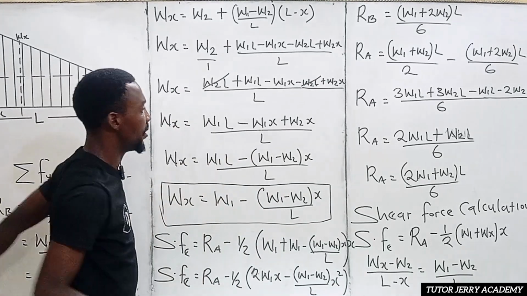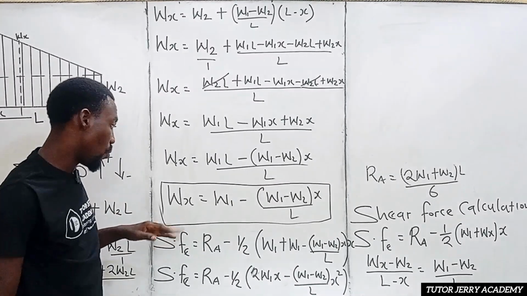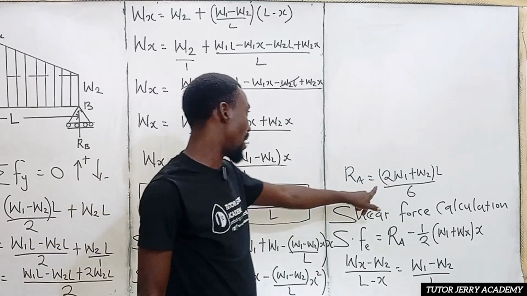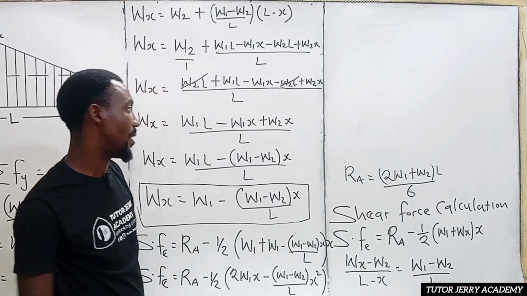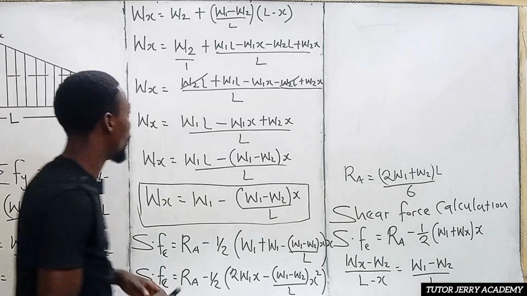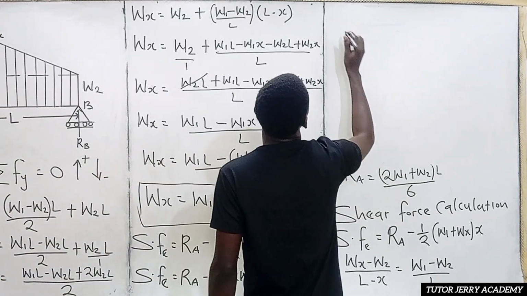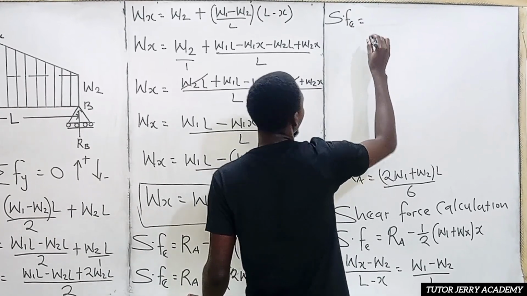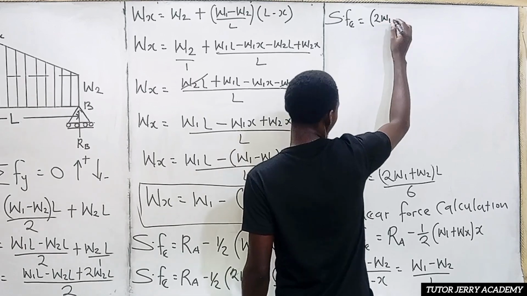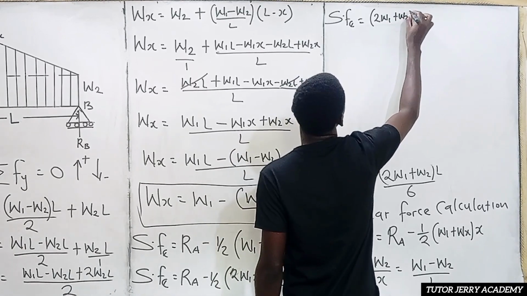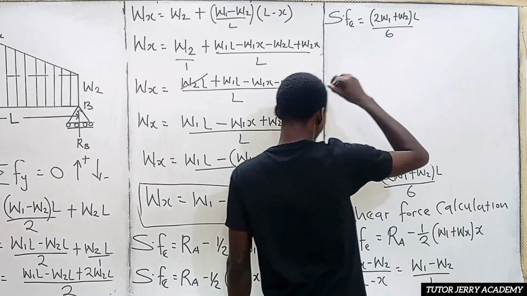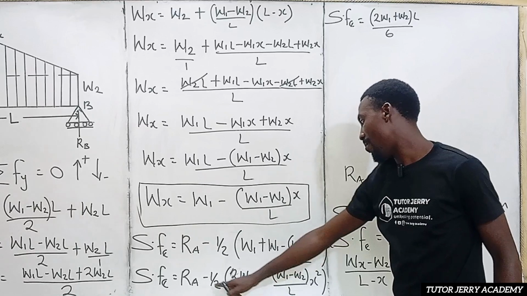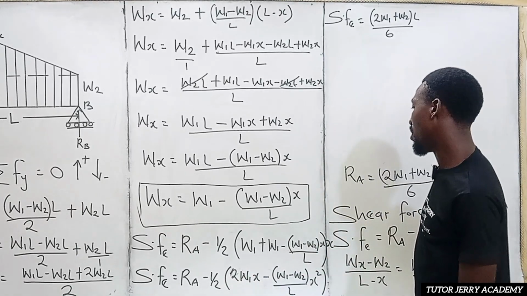Now I'm going to clean this side. So now we can replace our R subscript A with what we have here. Our R subscript A is 2W1 plus W2 times L all over 6. So we can therefore rewrite our shear force equation to be equal to R subscript A, which is 2W1 plus W2 times L all over 6, then minus, now we can open this bracket here. Half, minus half multiplied by what we have here is going to give us what?